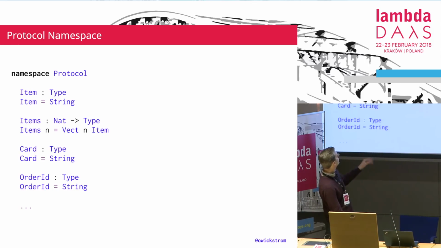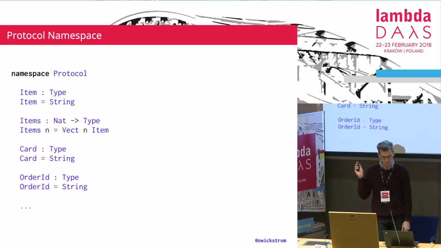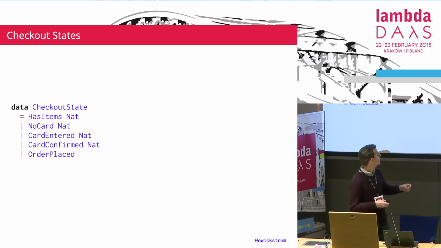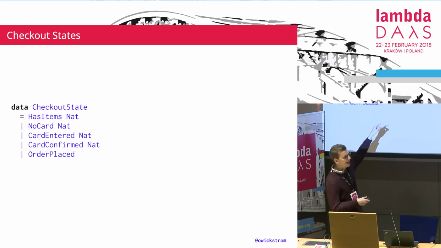Okay, in Idris, we have these kind of type aliases for things. So this is just some prerequisites. The items of n is really a vector of n items. Okay. Other things are strings. Our state is a sum type here as well. We pass this natural number, the nat, through all the states to keep track of how many items we have.